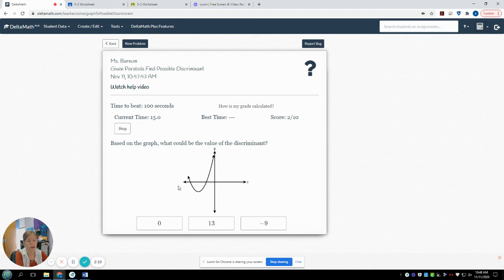Now it crosses the graph twice, which means it has two solutions, which means my discriminant must have been a positive number, which means the answer is 13. That's all you do for those ones.